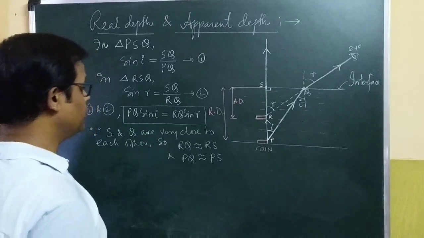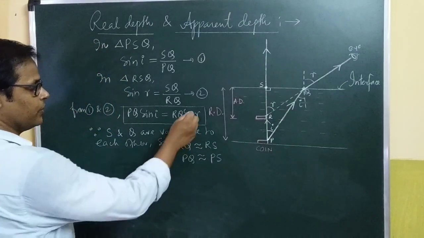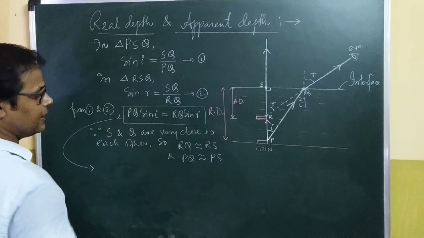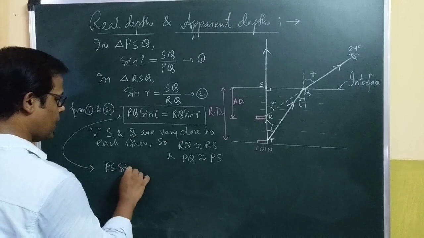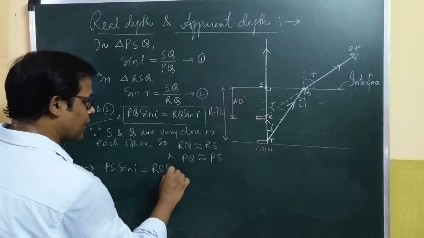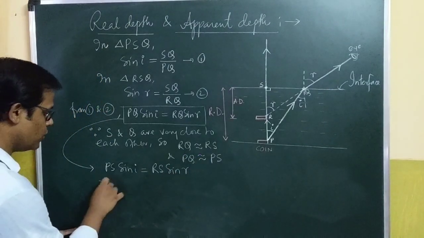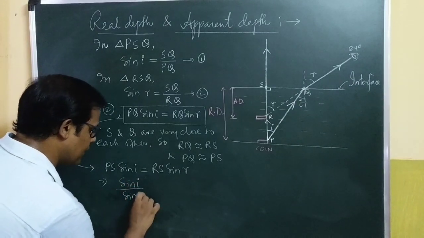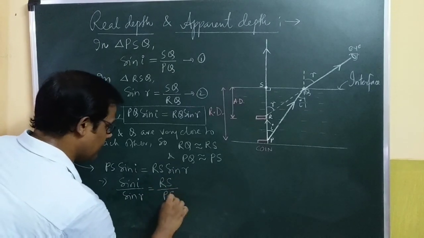Yeah, good. RQ should be equal to RS, PQ should be equal to PS. So going back to this boxed equation, now I can write in place of PQ, PS sine of I should be equal to RS sine of R. Is it good? Okay. So just rearranging it, sine I by sine R should be equal to RS by PS.